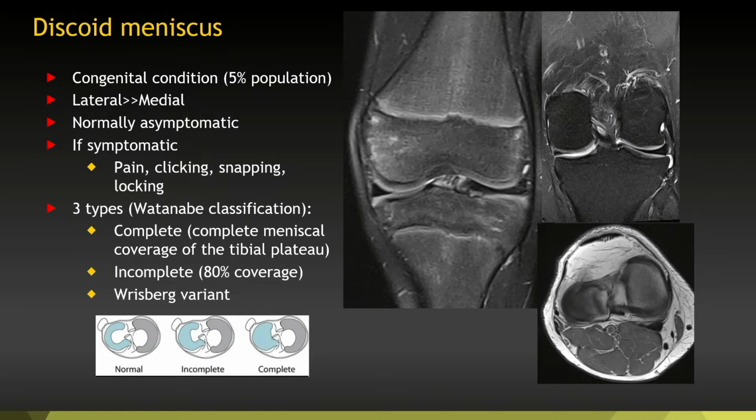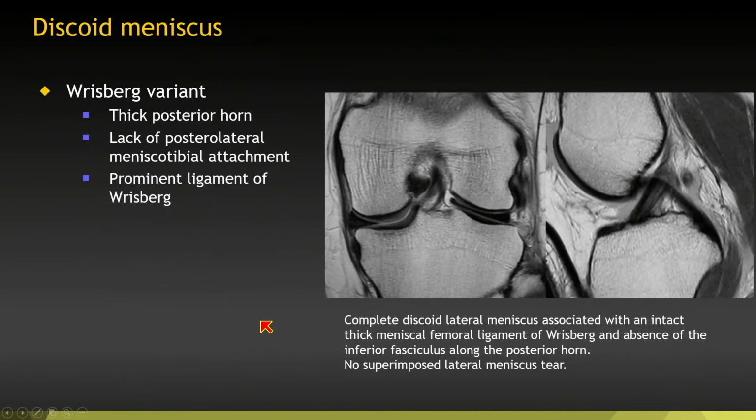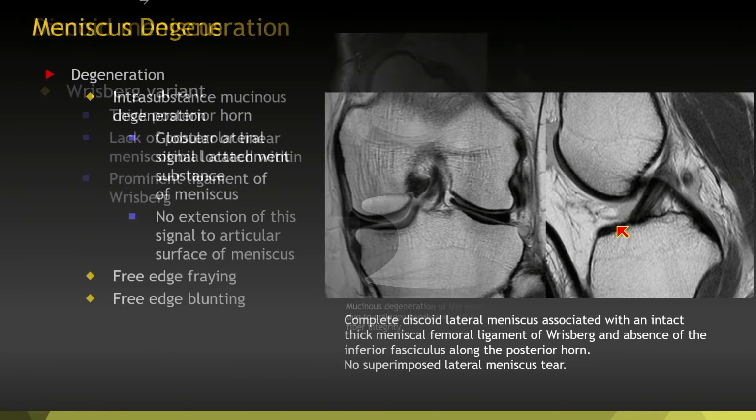The complete type of the discoid meniscus is seen as, as you can see here, a complete round structure. Then we have an incomplete type, which has an appearance of about 80% coverage of the articular surface. And then we have the Wrisberg variant, which presents as a thick posterior horn with lack of the posterolateral meniscotibial attachment, and there is a prominent Wrisberg ligament.